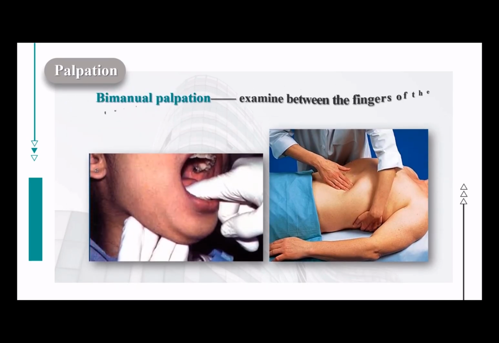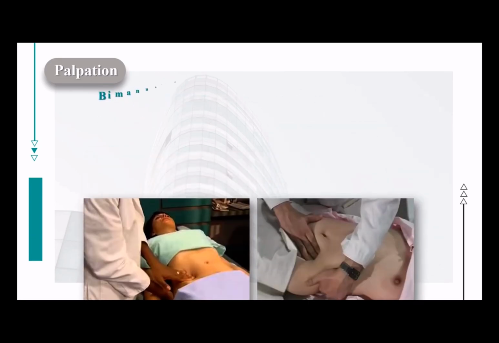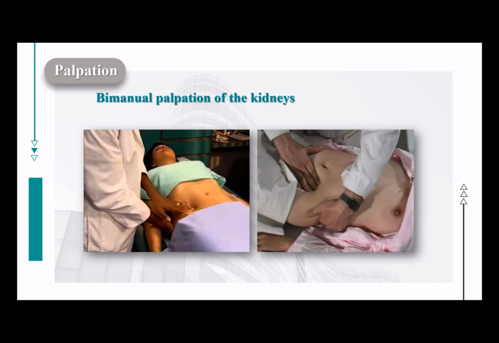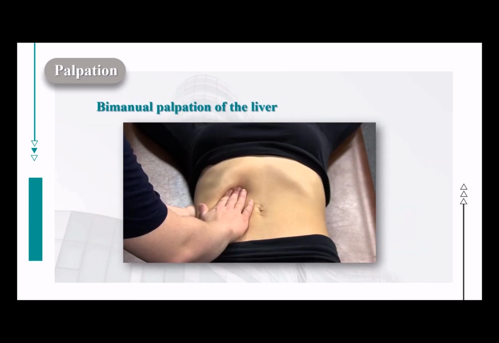Bimanual palpation. In this technique, the tissue is examined between the fingers of the two hands. It's useful for softer tissues such as the breasts, intraoral, abdominal, and pelvic examinations, and examination of the muscles and joints. These two pictures show the bimanual palpation of the kidneys. The figure shows the bimanual palpation of the liver.